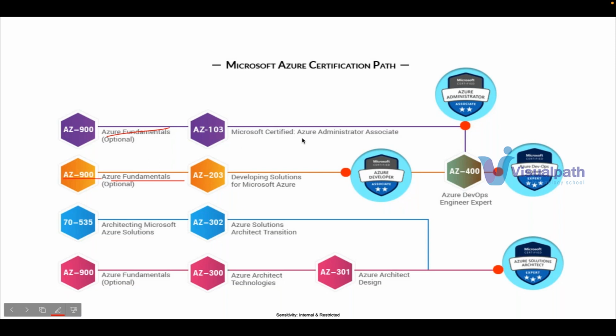One is Azure admin and the other one is developing solutions in Microsoft Azure. Means one is infrastructure management and the other one is development in Microsoft Azure. So earlier it was called AZ-103. Now the paper code is AZ-104.